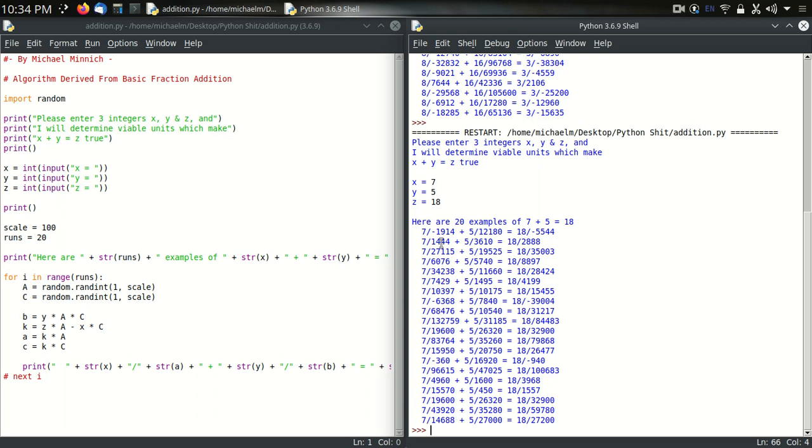Let's take a reasonably small one. Whatever, fine. We have 7 of 1444. We have 5 of 3610. The fact that there's 3610 in this unit indicates what the unit is that we're working with. It's 1/3610th of the other unit that somebody else is working with. And this is 18 of 2888.